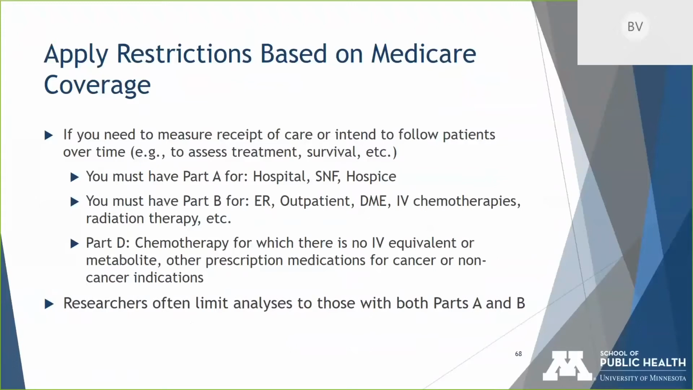Finally, Part D is that prescription drug coverage again. So you need to look for this when you are looking at either chemotherapy that has no IV equivalent or metabolite, as well as other prescription medications for both cancer and non-cancer indications. In research projects where we're using the SEER-Medicare linked data or Medicare projects in general, researchers often limit analyses to patients that have both Parts A and B of Medicare, and then they may or may not decide to also have Part D coverage as part of their restrictions.